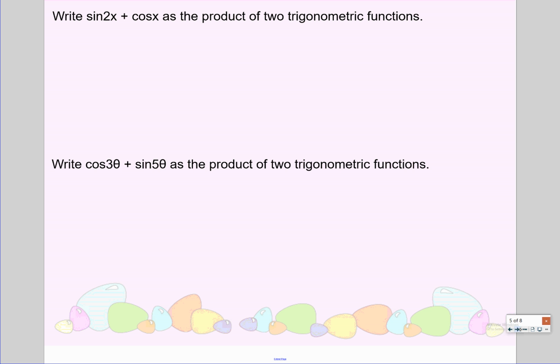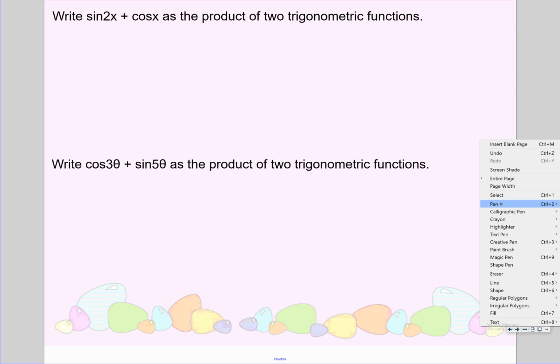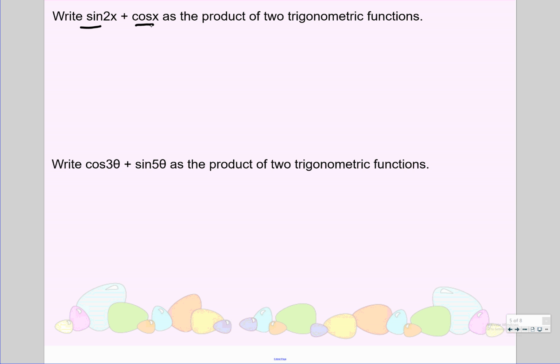Let's say you want to write sine 2x cosine x as a product. Okay, so we're going to change a sum to a product, which means you are going to use sum to product. Now here's where we have an issue. Sum to product identities only have, if you look at all the formulas on your sheet, 2 of the same function added or subtracted together. So they're either both sines or both cosines. So we have to either change the sine to a cosine or the cosine to a sine to be able to add or subtract them together and change it into a product.